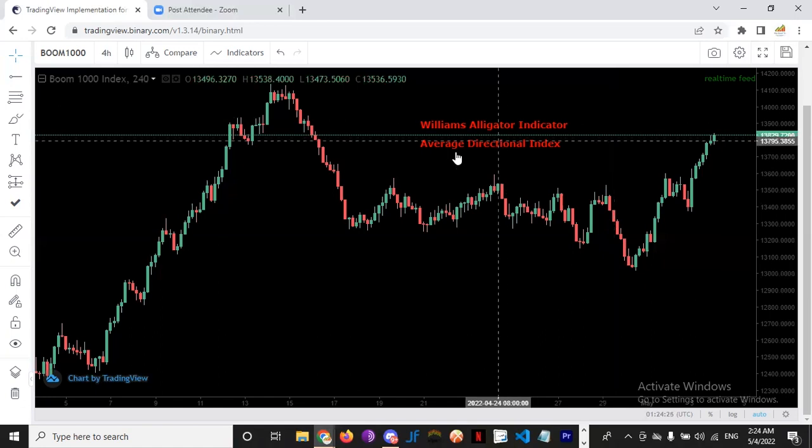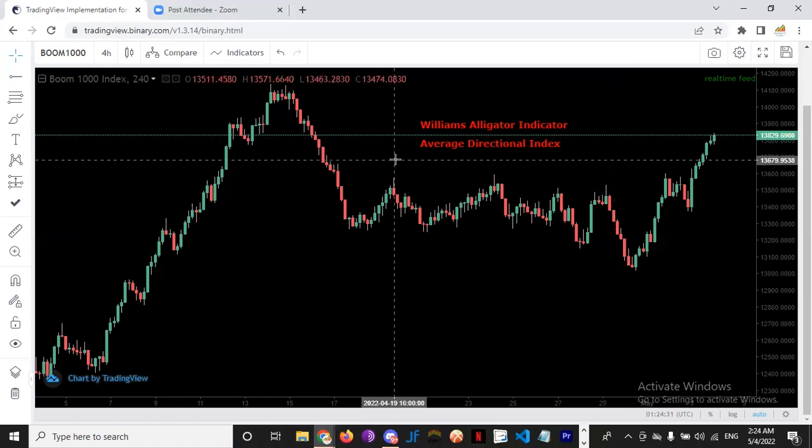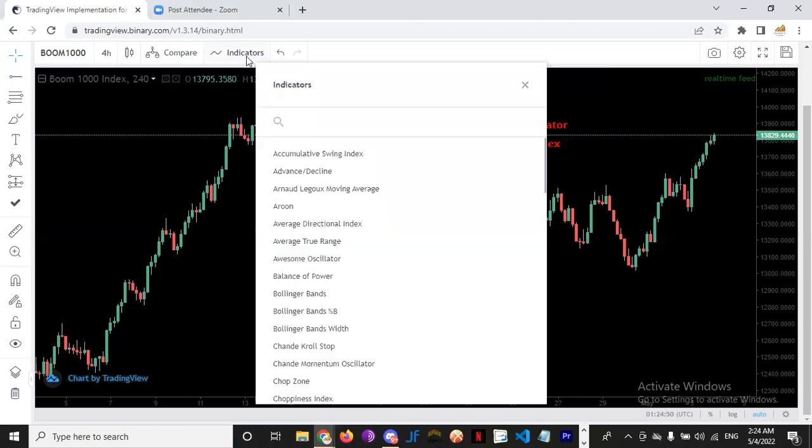So, like I said earlier, we're going to be needing two indicators: the Williams Alligator indicator and the Average Directional Index indicator. For the avoidance of doubt, this strategy will work on your mobile phone. I'm using the platform for the sake of this video, so that everybody can relate properly with it. So, guys, let's get into it.